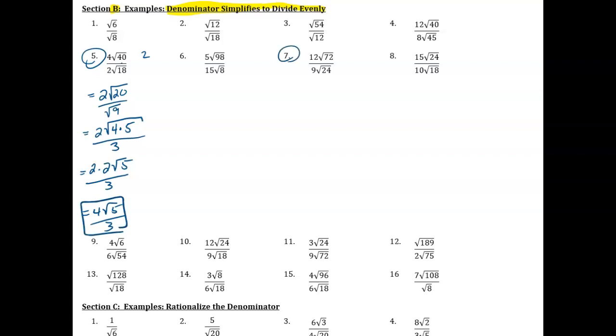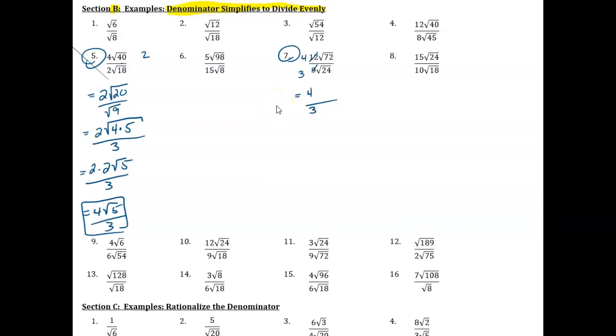Let's pick number 7. All right, so you have 12 over 9. So we're looking at just the coefficients first. Both these could divide by 3. 9 divided by 3 is 3. 12 divided by 3 is 4. So you get 4 over 3.